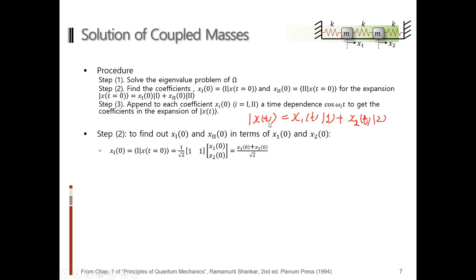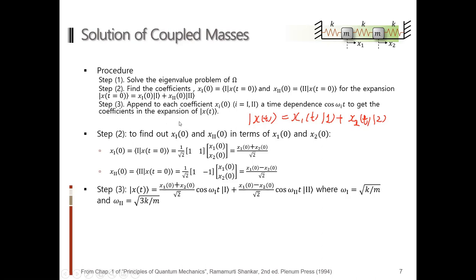Considering this relation, the calculation of this one simply means that we have to replace t with zero, and then this inner product can be represented as a vector multiplication like this one. Eventually x sub Roman numeral one at time equals zero can be represented as the sum of these two initial values. Similarly for x2 we can obtain a similar result. The reason we have different signs here is because when we found the eigenvectors' representation in column vectors, they look like this one.